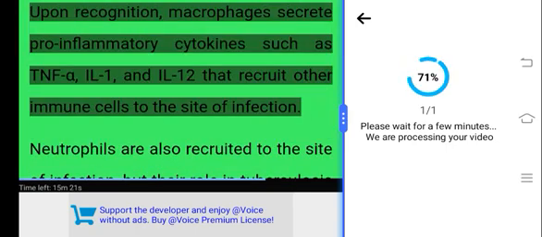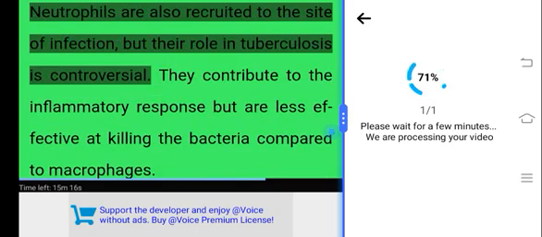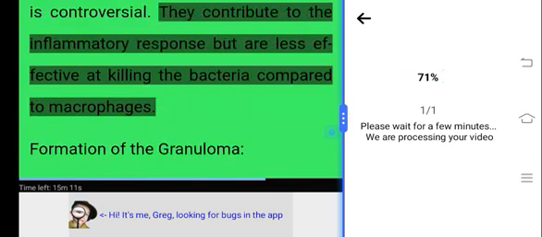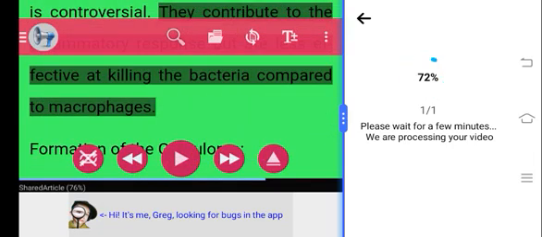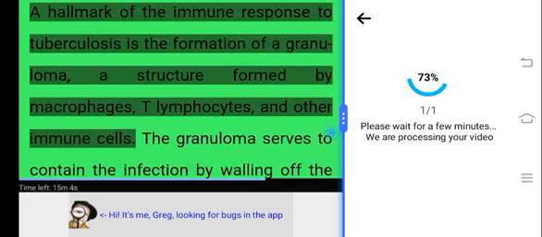Upon recognition, macrophages secrete pro-inflammatory cytokines such as TNF-alpha, IL-1, and IL-12 that recruit other immune cells to the site of infection. Neutrophils are also recruited to the site of infection, but their role in tuberculosis is controversial. They contribute to the inflammatory response but are less effective at killing the bacteria compared to macrophages.